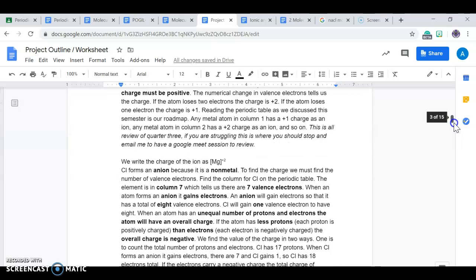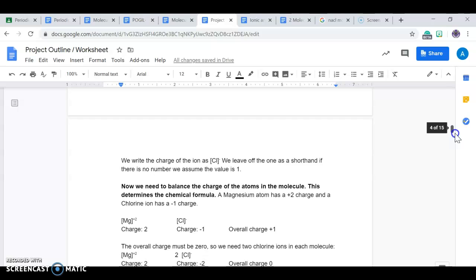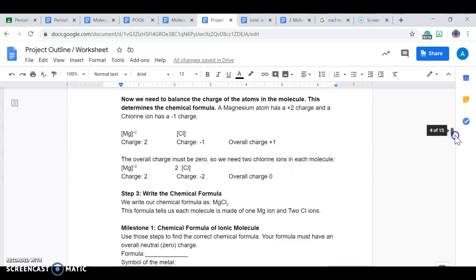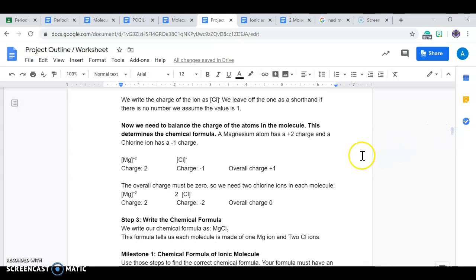So it gives you those ways of finding those things. And it gives you both ways, whether you're going to count them up or you're going to go by the column. Then, once you find out the charge of your cation or your anion, it's going to walk you through how to find your overall charge.